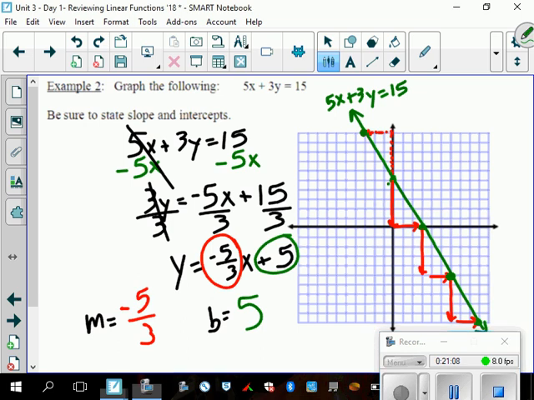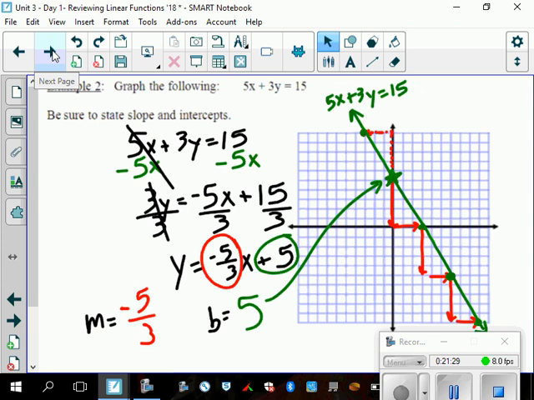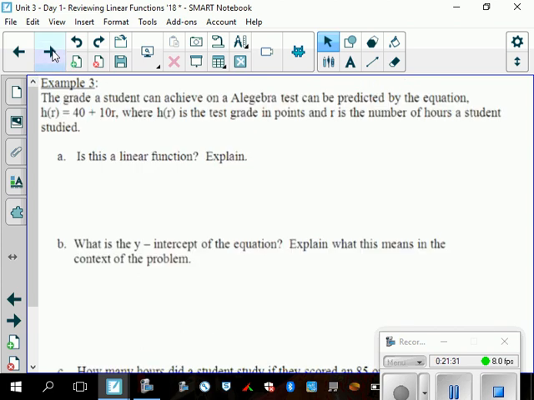So I started on the y-axis at 5 because it's my y-intercept. And then if I'm going to the right, I went down 5, to the right 3, down 5, to the right 3. And as long as that is constant, that will produce our line. I labeled it with the original. I could have labeled it with this part. But if you need more practice with that, make sure you ask me the next time I'm in class.